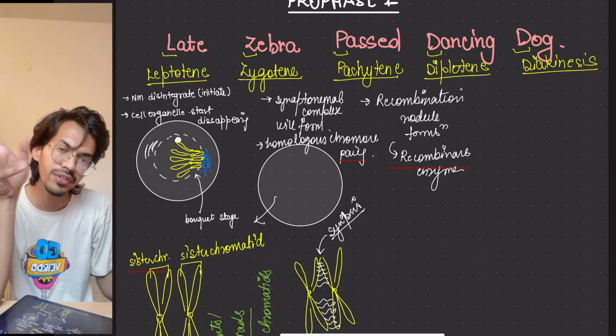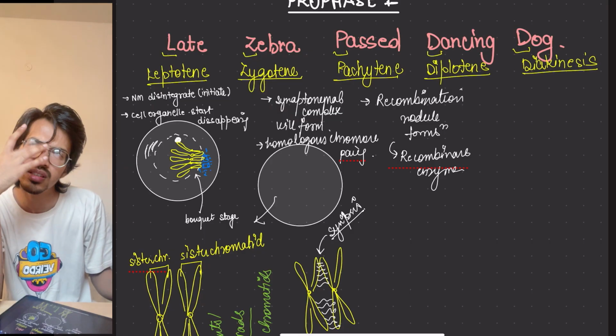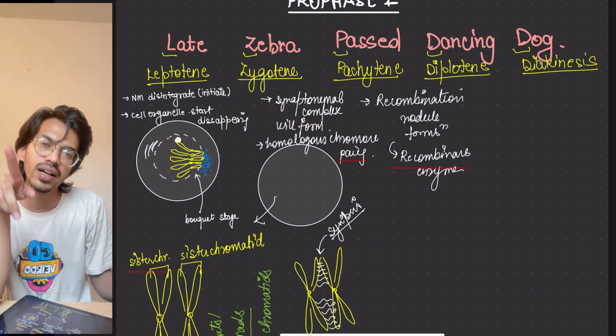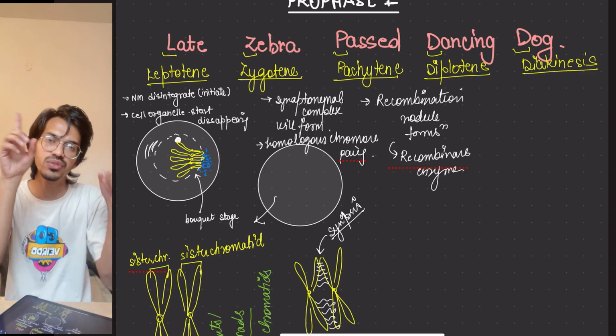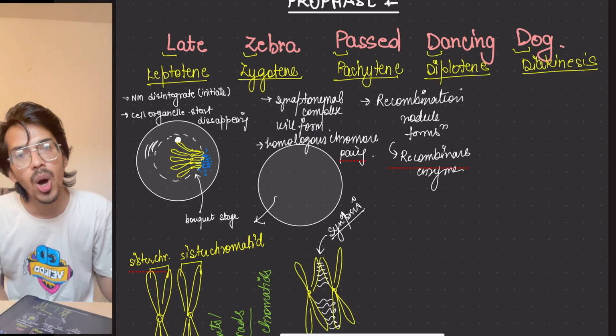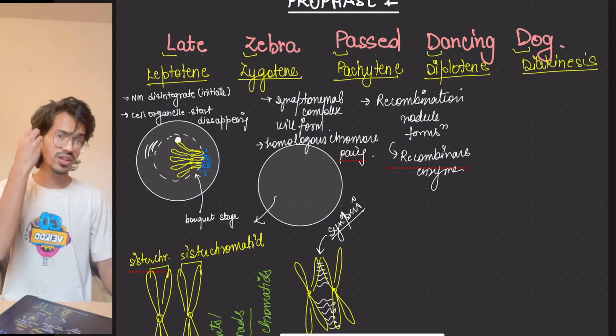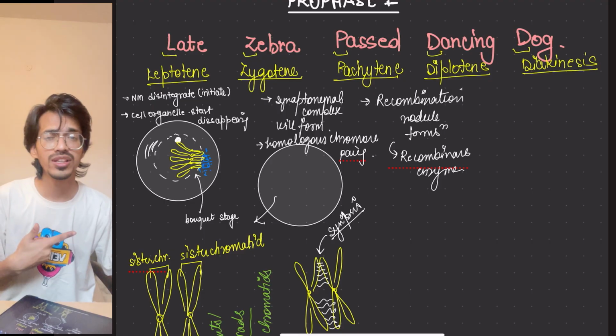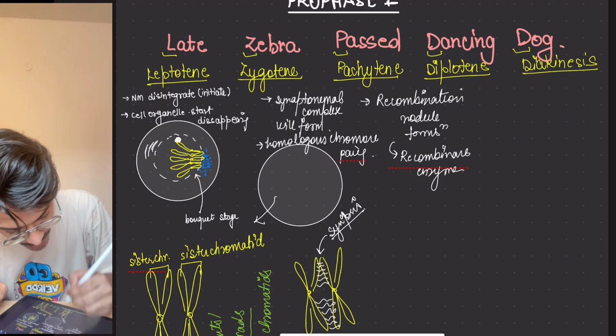If someone asks where this recombination is occurring, it is occurring between the non-sister chromatids which are undergoing synaptonemal complex formation. Complex formation leads to crossing over. So this will happen.